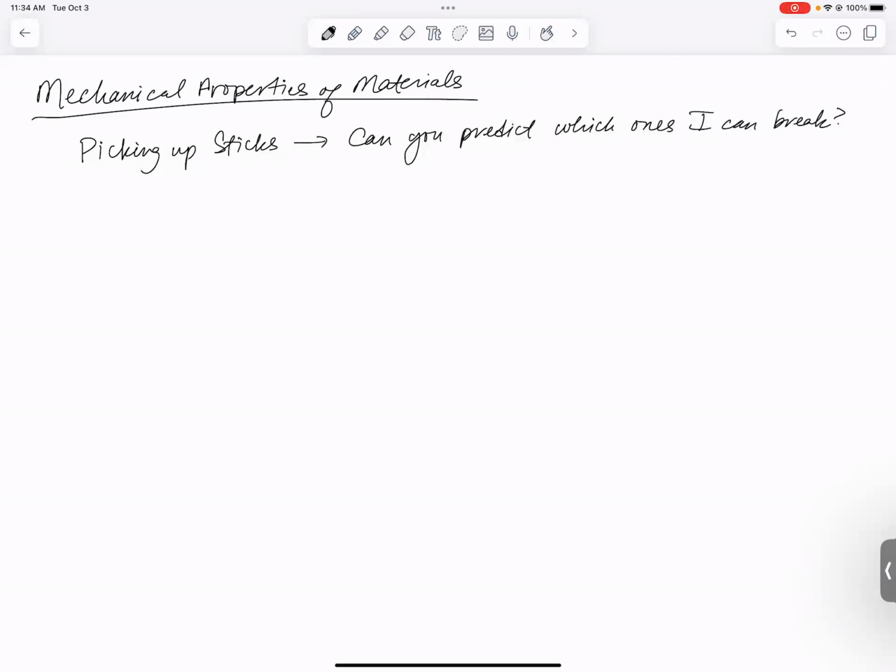Okay, and if you imagine doing this, let's say I have a little tiny twig, tiny cross section, and I pull on it. Maybe I can break it, maybe I can't. What if it's a giant log? Probably can't break that by pulling on it. Probably nobody can break it by just pulling on it.